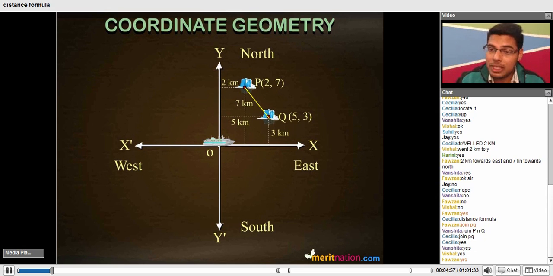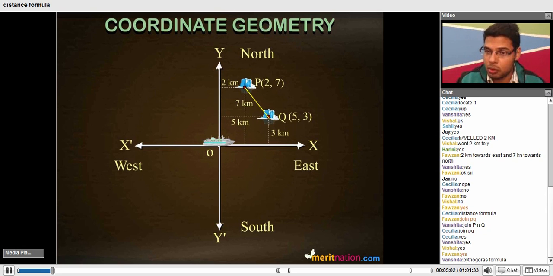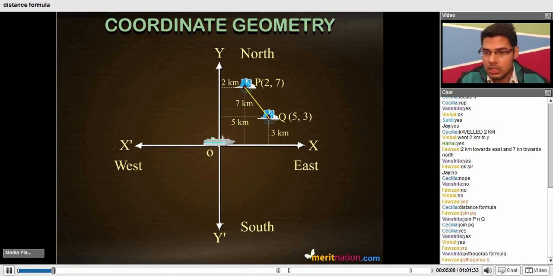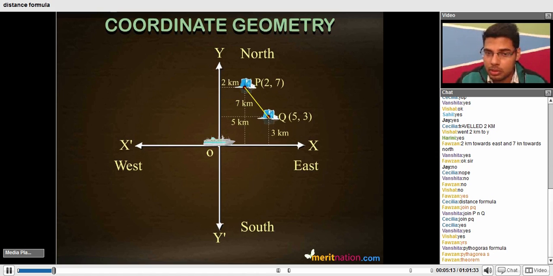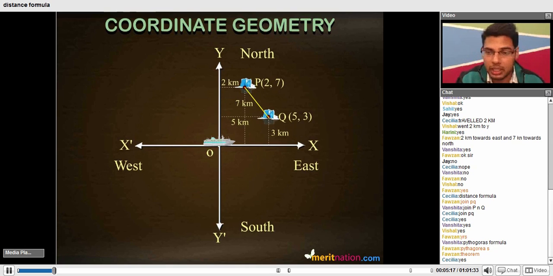Now, how can we find out this distance? Forget now that we know the distance formula, all of you, those who know the distance formula, forget it for a while and try to think conceptually how we can find out this distance PQ. Absolutely. So, we can use the Pythagoras theorem. Yes, all of you agree? We can simply use the Pythagoras theorem.